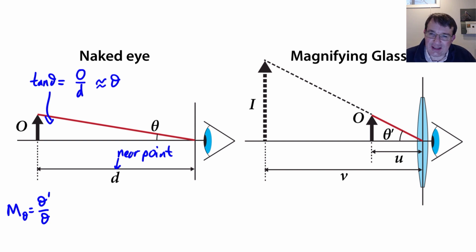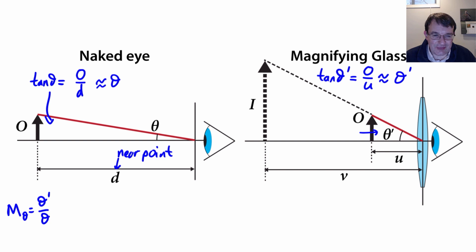For the magnifying glass now, if we come over here, we've got the same right angle triangle, and we're going to use it for the tangent of theta prime, which is equal to the height of the object divided by the distance along here, which is u, the distance of the object from the lens. And again, we're making the approximation that this is a small angle, so this is approximately equal to theta prime itself. And now we go back to our magnification factor.